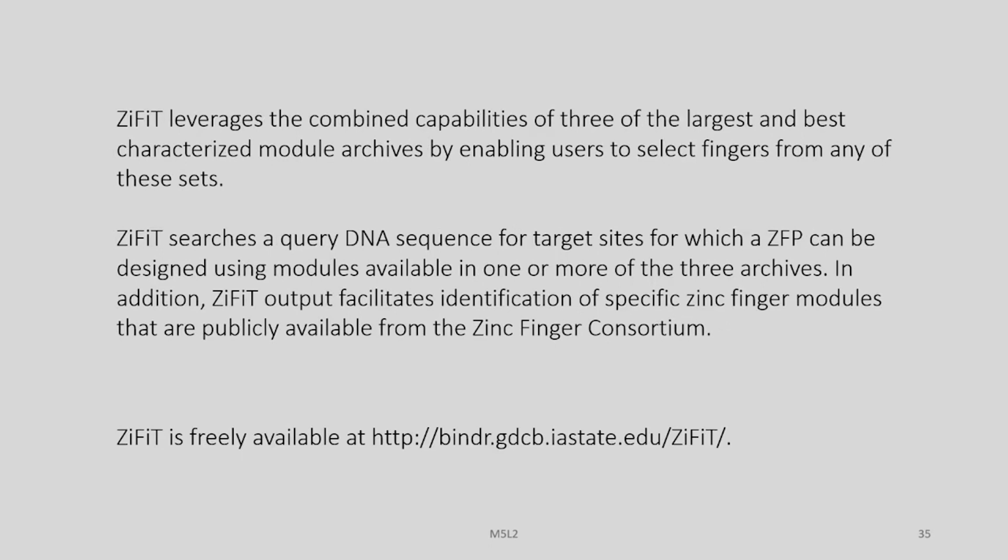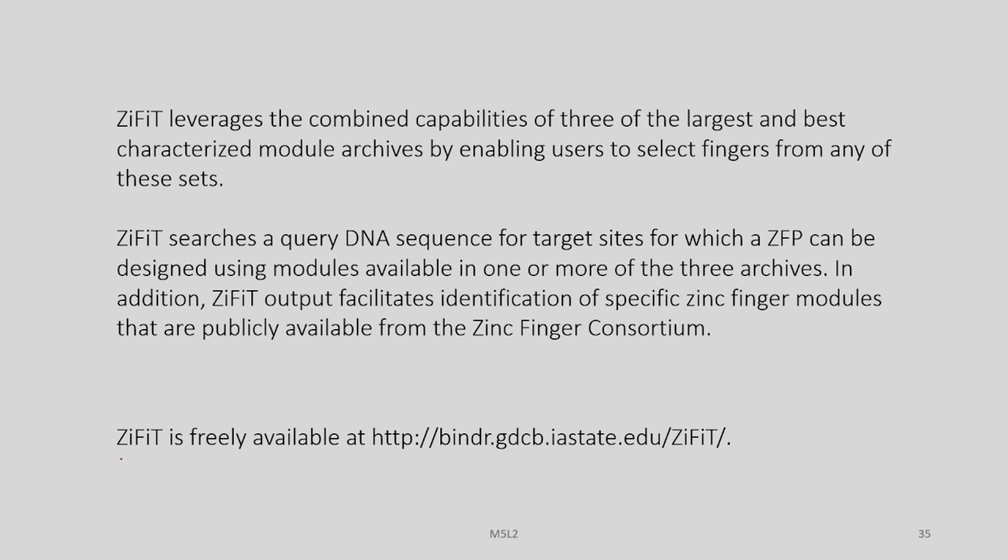GFIT leverages the combined capabilities of 3 of the largest and best characterized module archives by enabling users to select fingers from any of these sets. GFIT searches a query DNA sequence for target sites for which a ZFP can be designed using modules available in one or more of the 3 archives. In addition, GFIT output facilitates identification of specific zinc finger modules that are publicly available from the zinc finger consortium.